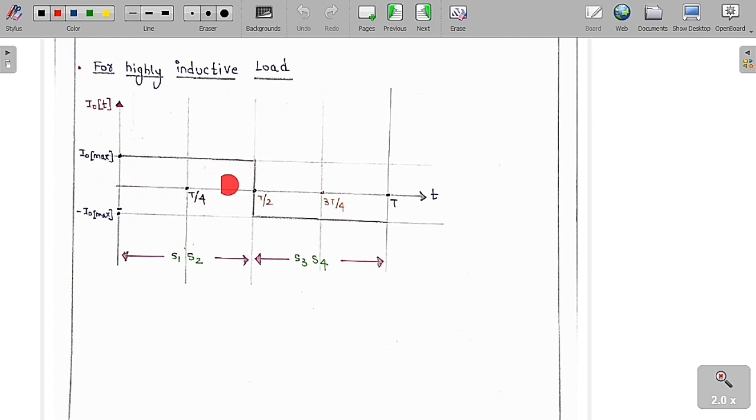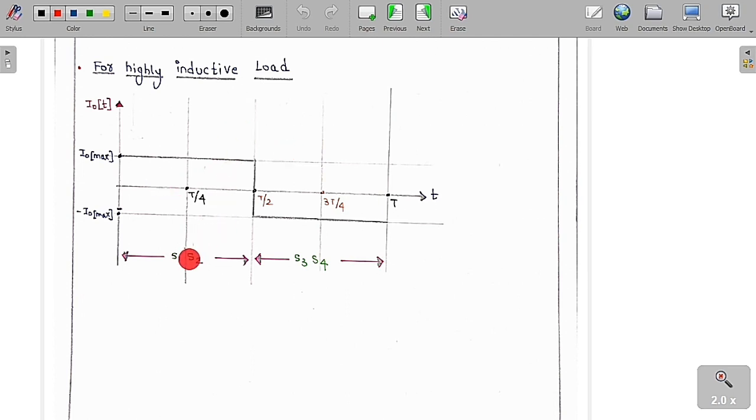So therefore, it is I naught max for 0 to T by 2, and it is negative I naught max for the remaining T. So this is the thing that we are going to get for this highly inductive load.